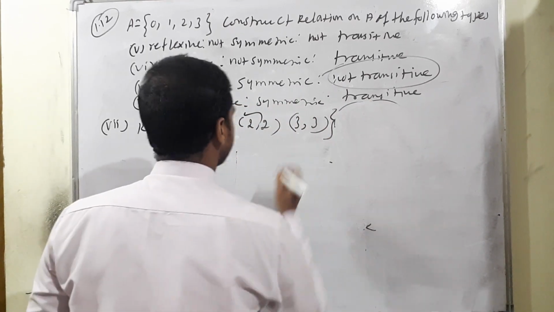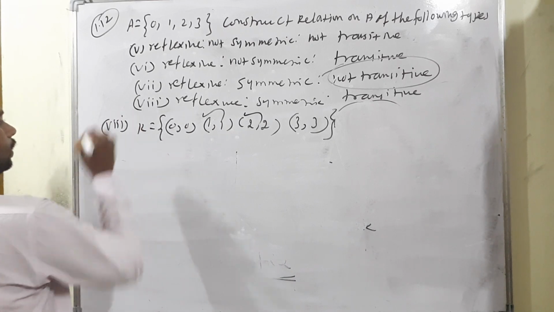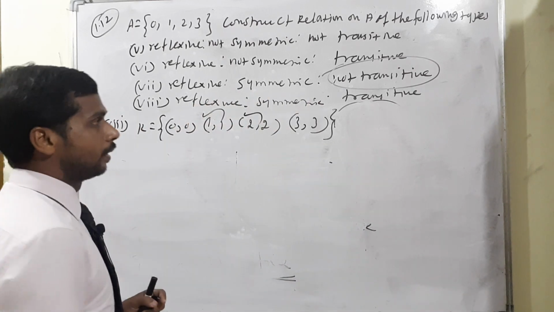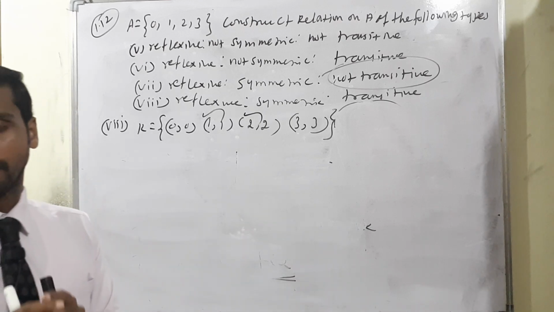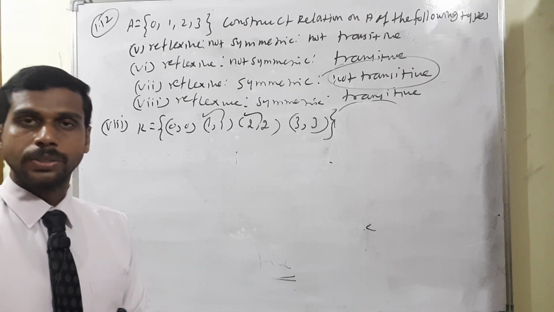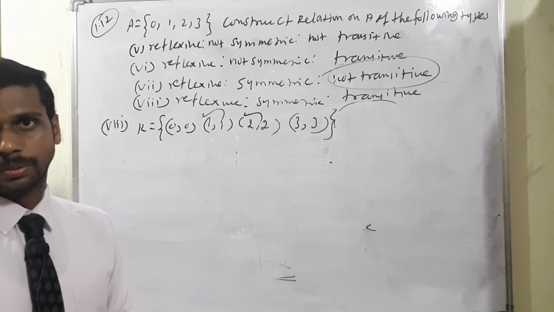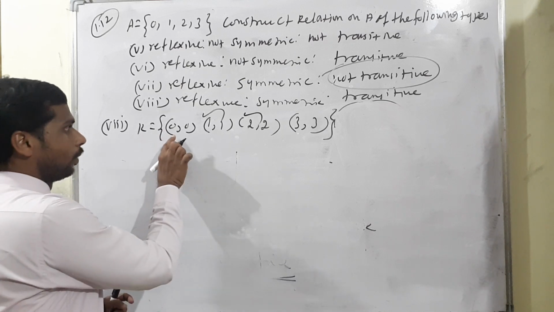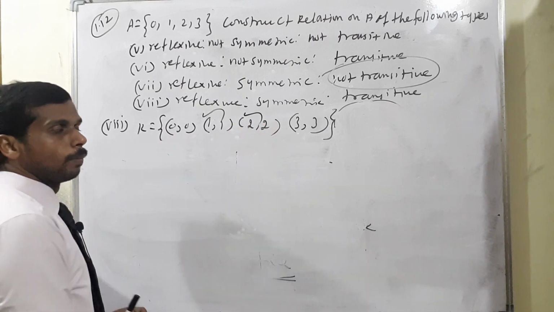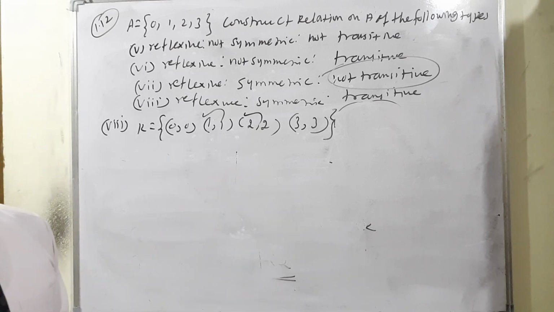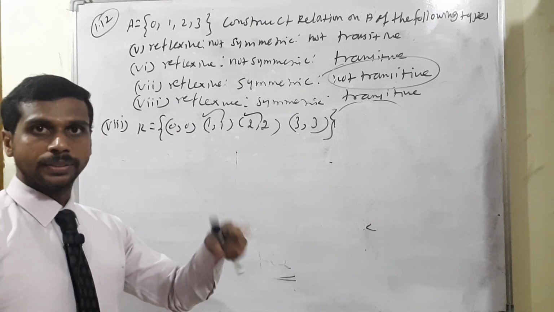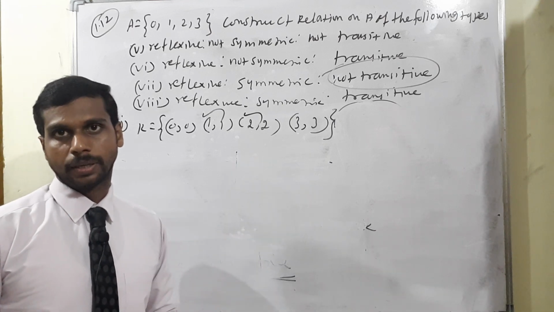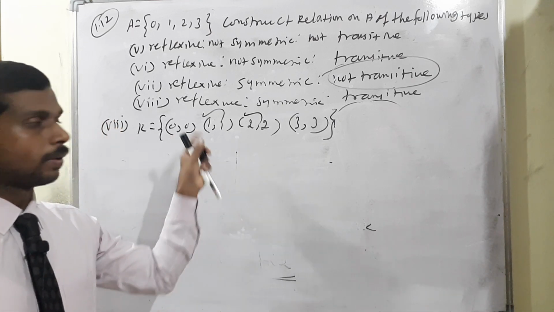So 8th subdivision, means we need reflexive, symmetric, transitive. Already I told you each and every single pair we can say is reflexive, symmetric, and transitive. Therefore, R equal to 0, 0, 1, 1, 2, 2, 3, 3, we can say it is an equivalence relation, because equivalence relation means reflexive, symmetric, transitive, satisfying the conditions. Okay, this is our answer for subdivision 8.